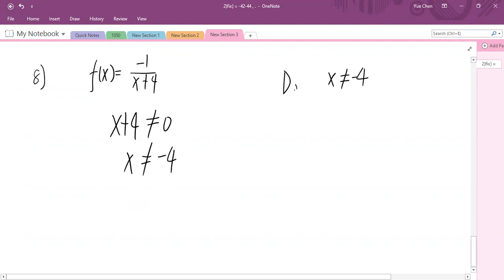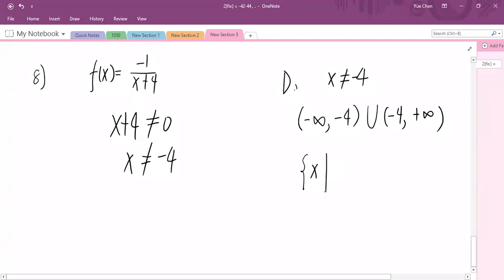Or if you use interval notation, it would be -infinity to -4, parentheses, union -4 to +infinity. Right? This is the interval notation. If you want to use set notation, it is x such that x is not equal to -4, right? So these all represent the same thing.